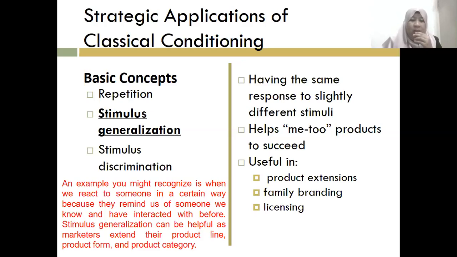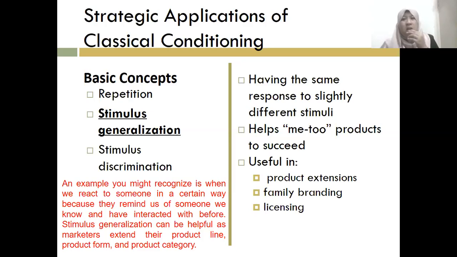This is the thing we interacted with before, and stimulus generalization can be helpful as marketers extend their product line, product form and product category. They try to remind: maybe before this product they had chili sauce, after this they have ketchup, then mayonnaise, and then something like tartar sauce. They keep on doing different product lines. Having the same response to slightly different stimuli helps new products to succeed. What does that mean?